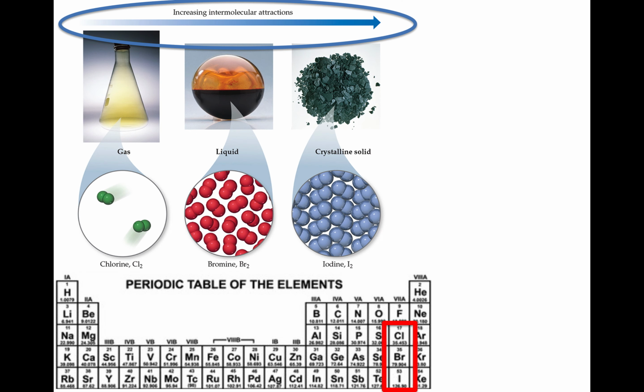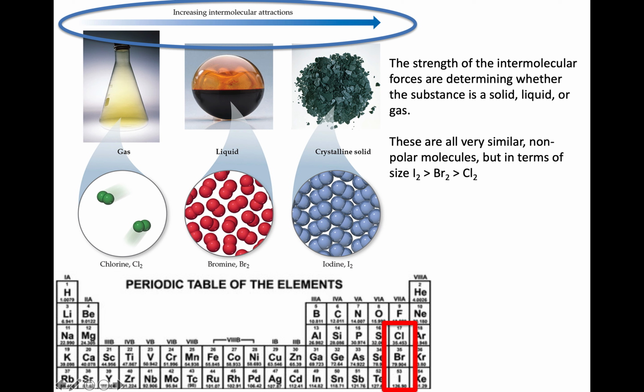So let me now consider what I think is taking place at the particle level. So we have descriptions here for something as a gas, as a liquid, and as a crystalline solid. Let's add to that this idea that there are differences in the intermolecular attractions. They're increasing as I go from chlorine to bromine to iodine. They're increasing if we look at those molecules on the periodic table as I'm going down that particular column. The strength of the intermolecular forces are determining whether that substance is a solid, a liquid, or a gas.